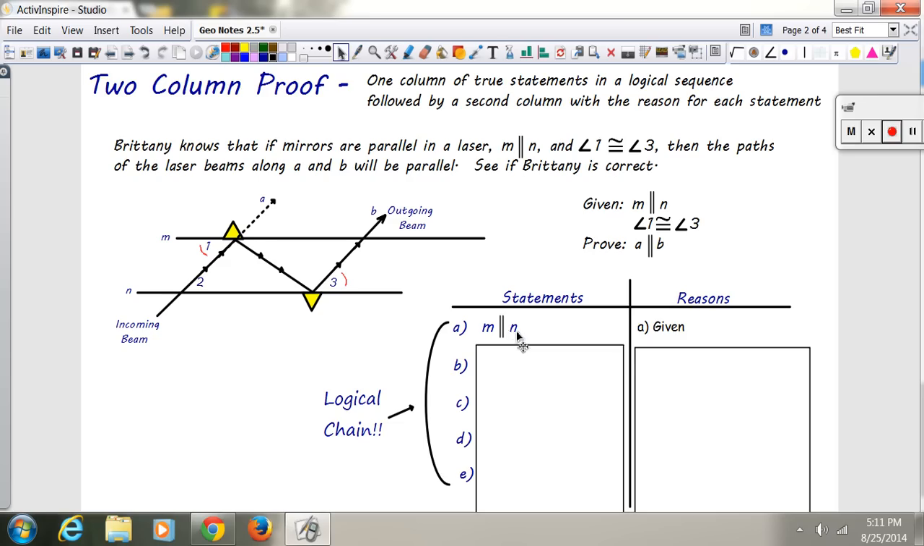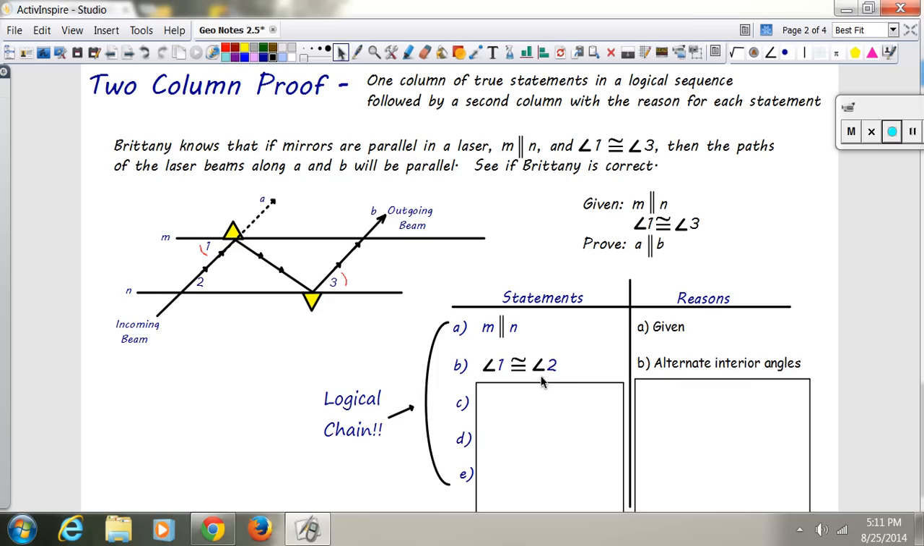Now if M is parallel to N, we could say that angle 1 is congruent to angle 2. We just learned about those even more today, that those are alternate interior angles, and those are always congruent. So alternate interior angles have to be congruent. Letter C is back to the given statement. Angle 1 is congruent to angle 3. They gave us that in the problem, so again we would write given. That's a true statement because it was given to us.